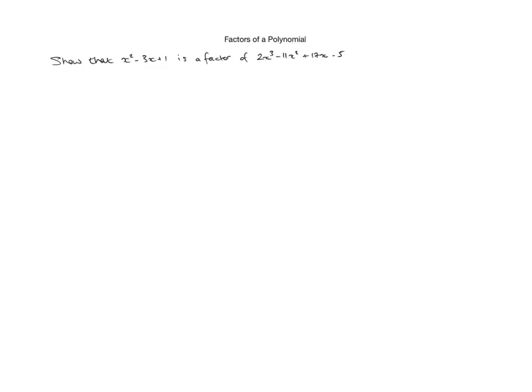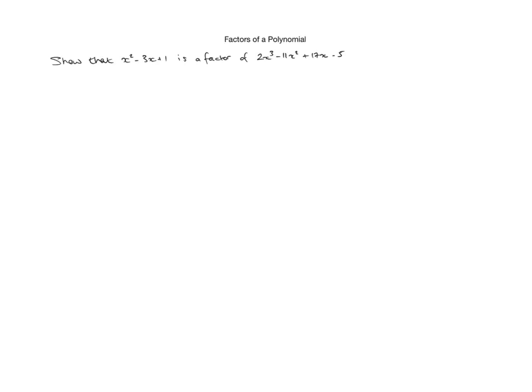Okay, in this video we're going to talk about factors of a polynomial, and I'm just going to show you using an example how this works. It's probably the easiest way. So what we're going to have to do here is show that x squared minus 3x plus 1 is a factor of the polynomial 2x cubed minus 11x squared plus 17x minus 5.